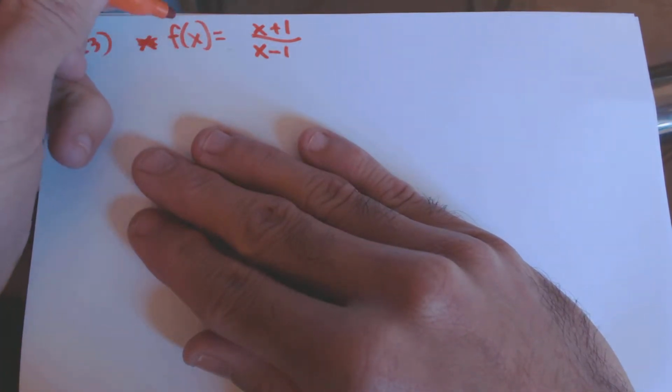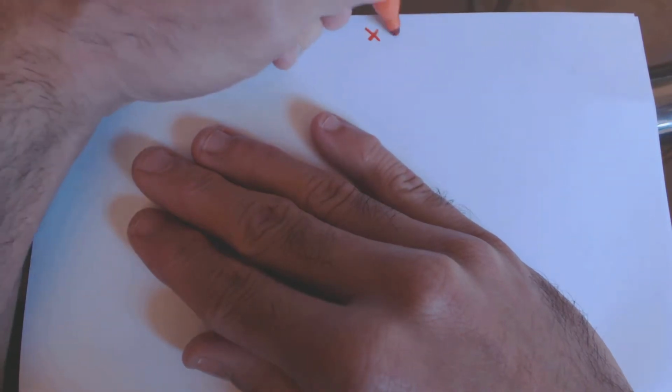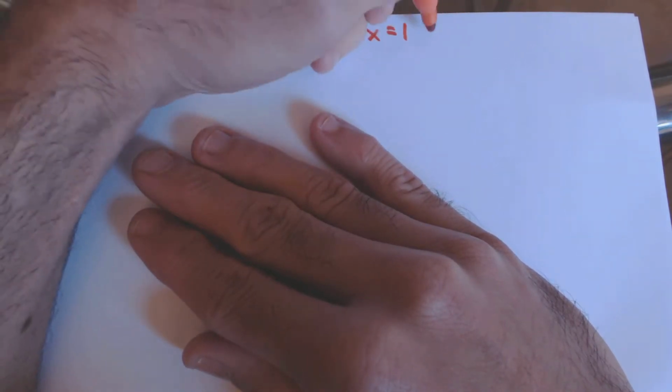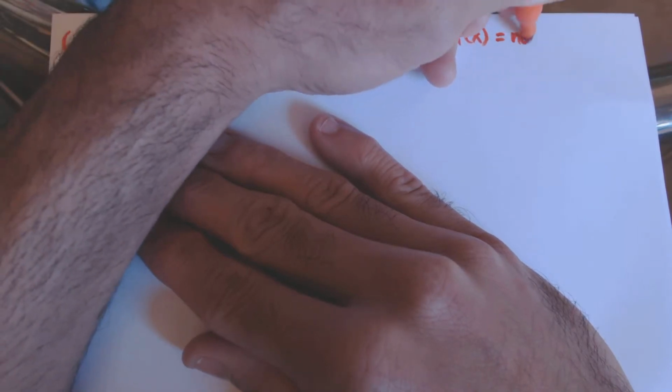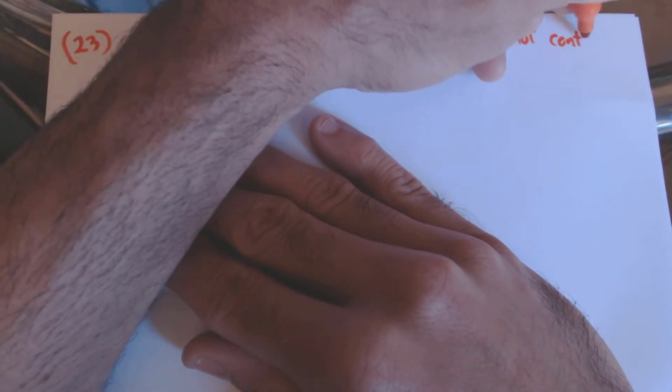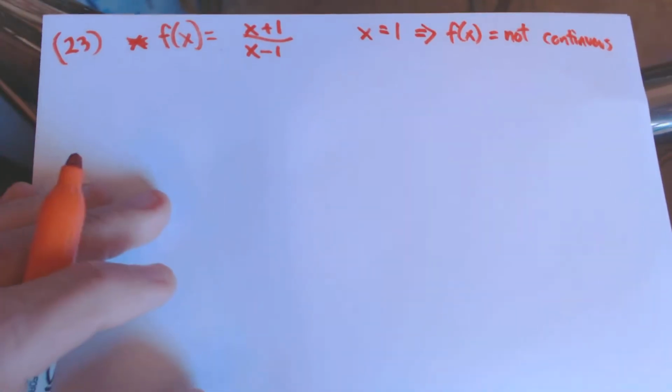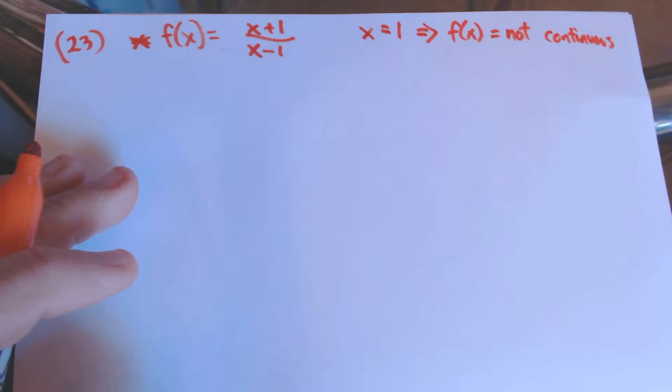Let's do that. But let's first establish the fact that x equals 1, f of x is not continuous at that point. So it cannot be a point of inflection, but we should still consider the intervals between that number.